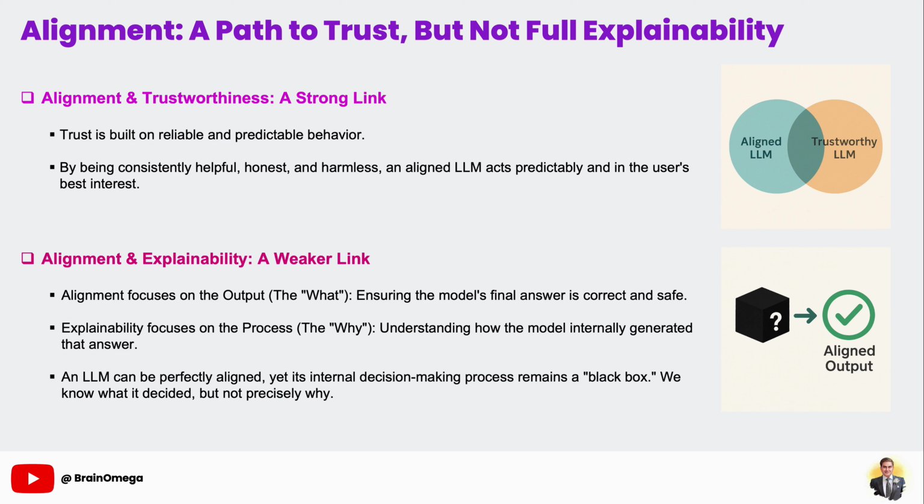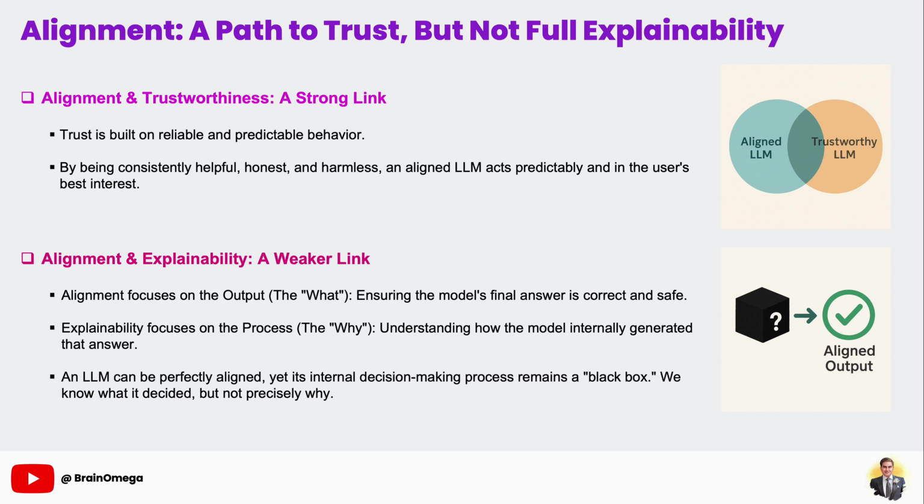This brings us to the black box dilemma, perfectly shown in the second diagram. We can have a model that is perfectly aligned. It gives us a validated, correct, and safe output every time. Yet the internal decision-making process that produced it can remain opaque. We can confirm what it concluded, but we can't always trace the precise path of why.